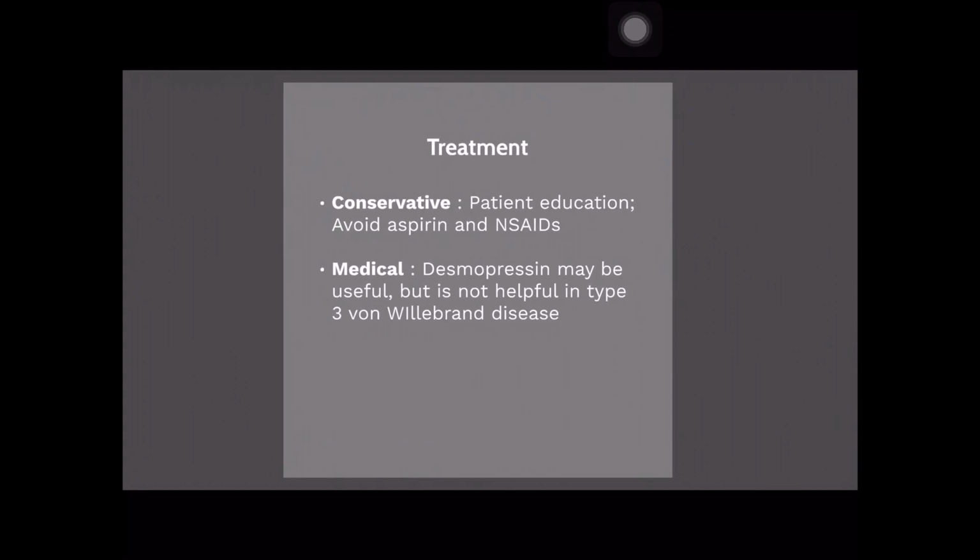Treatment depends on the type and severity of the disorder. Type 1 von Willebrand disease can usually be treated with desmopressin infusion, which causes secretion of both factor 8 and von Willebrand factor into plasma. More severe types of von Willebrand disease have to be treated with plasma-derived factor 8 concentrate, as desmopressin infusion is ineffective and recombinant factor 8 concentrate contains no von Willebrand factor.